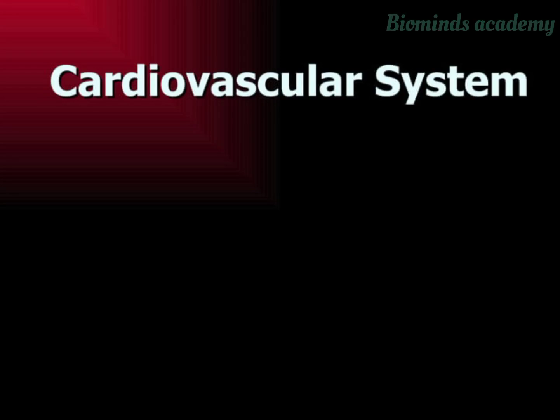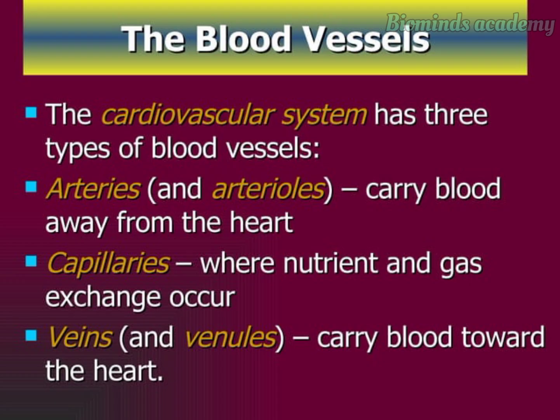Today we are diving into one of the most important systems in our body, that is the cardiovascular system. The cardiovascular system, also known as the circulatory system, is responsible for transporting blood, nutrients, oxygen, carbon dioxide and hormones throughout the body. It consists of the heart, blood vessels, that is arteries, veins and capillaries, and blood.